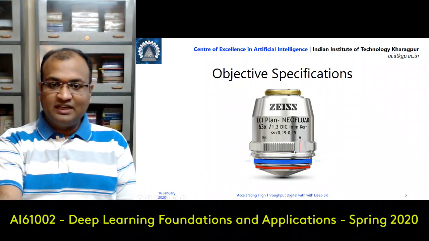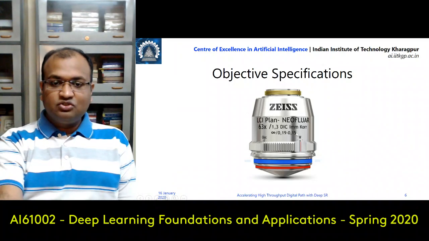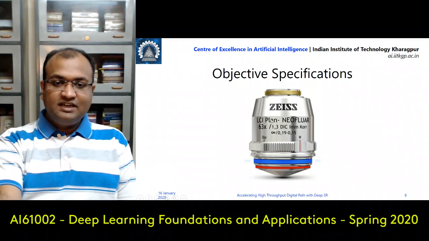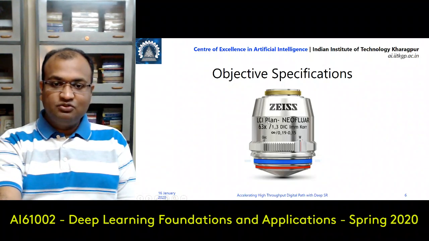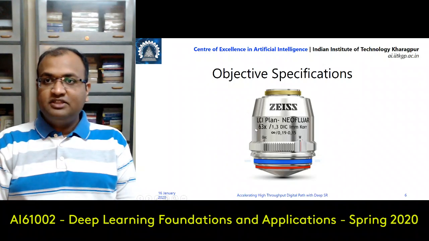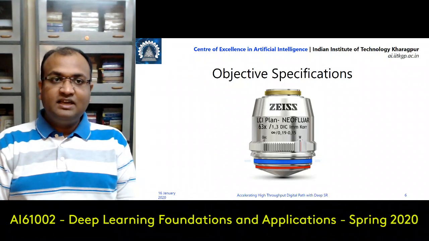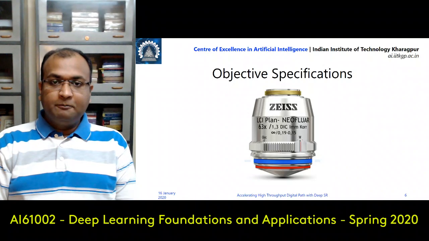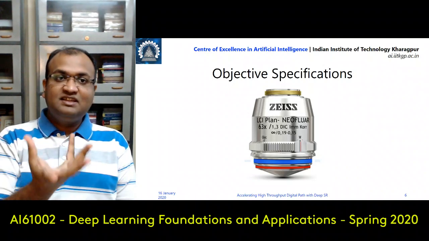A similar kind of thing for a microscope looks like this, and this is called an objective. What is critical for an objective is one of these aspects, called the total magnification factor of the objective. Here you see that this is 63x, which means that this can magnify anything which is below it by 63 times.